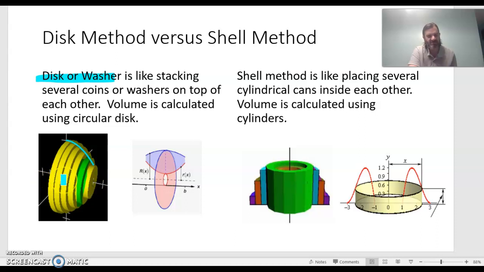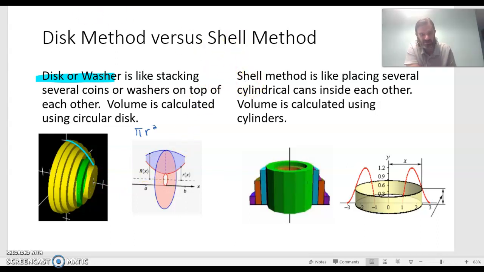So we took these little circles that would have an area and we stacked them on top of each other, so many of them that we create a volume. The washer does the same thing, it just leaves a hole in the center. Remember that when we did that, we used pi r squared because that was the area of a circle. So we made those discs and we added them up.